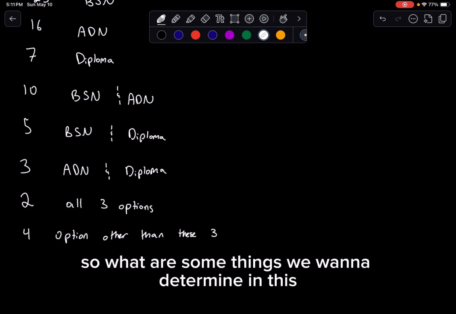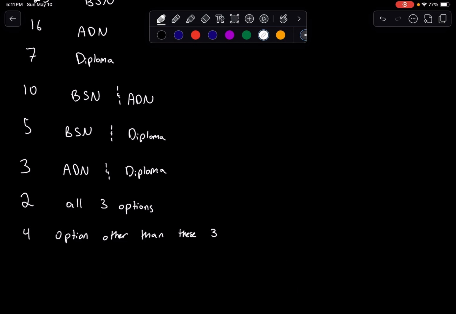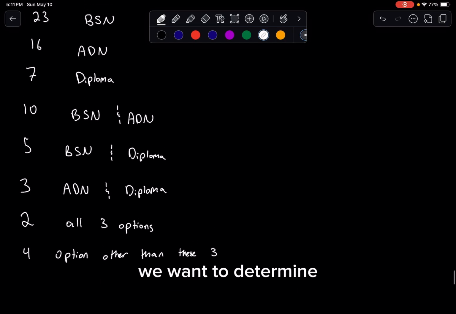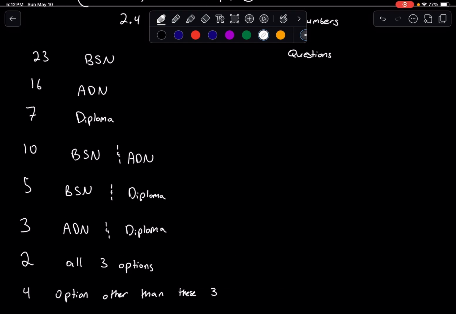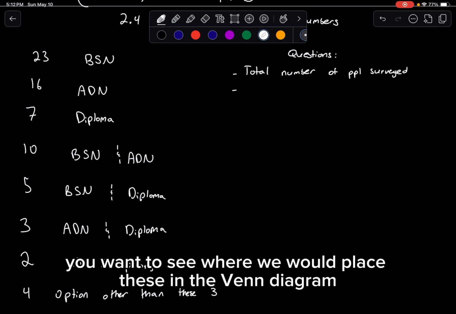So, what are some things we want to determine in this? Some of the questions that we want answered are the total number of people surveyed, and we want to see where we would place these in the Venn diagram.